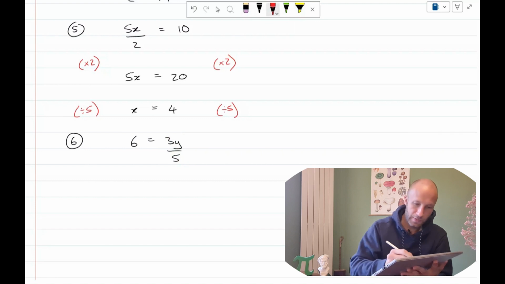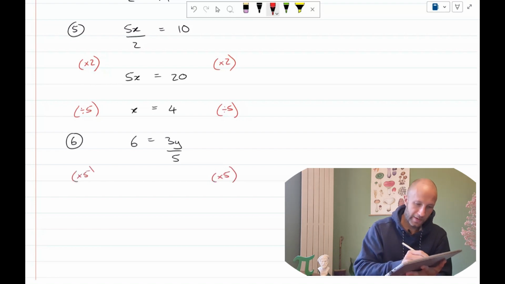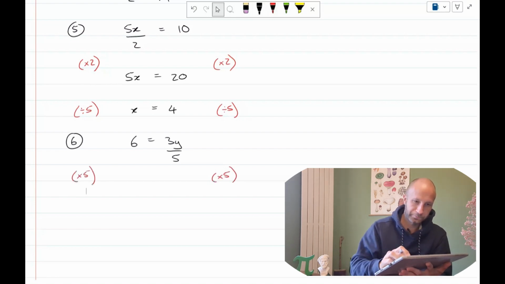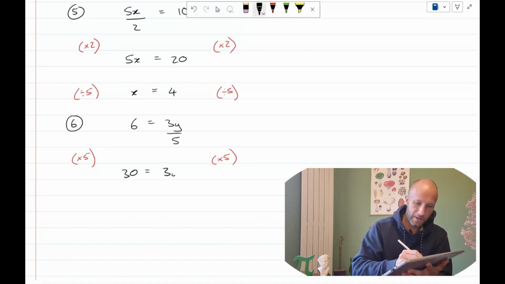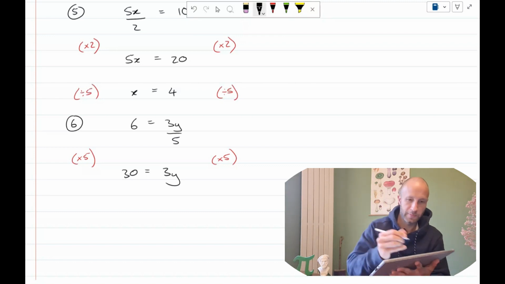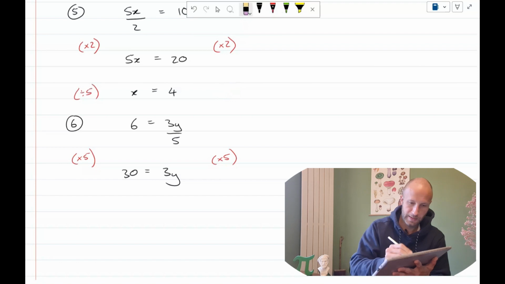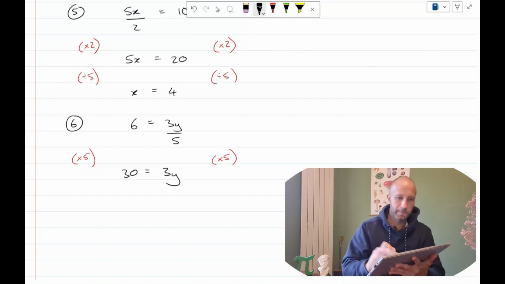To clear the fraction, we'll multiply the right-hand side by 5 to cancel that division by 5, but I've got to multiply the left by 5 as well. And when I do that, I will get 30 on the left, 6 times 5, and I'll get 3y on the right, because I'll be multiplying by 5, which will cancel the division by 5. Just realised I put my division by 5 on the wrong line on the line above. Let me just change that so it's all nice and consistent in case you're pausing the video.